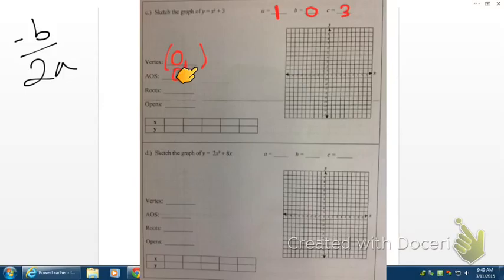Of the vertex. How are we going to go about doing that? Well, we can substitute in what we have for x here, and for x here, and solve for y. Now, you can write that out, but some of you should be able to mentally do that.